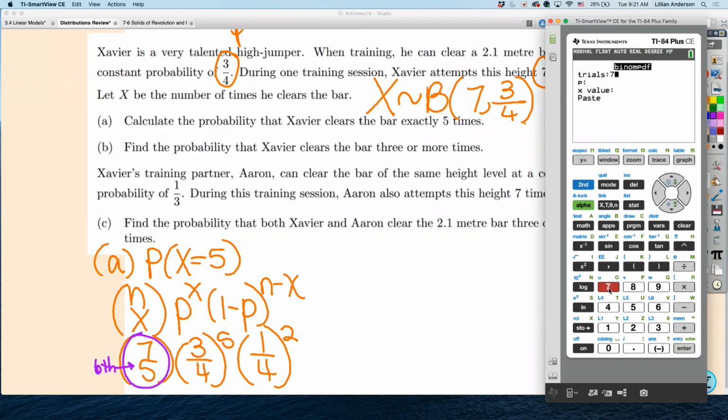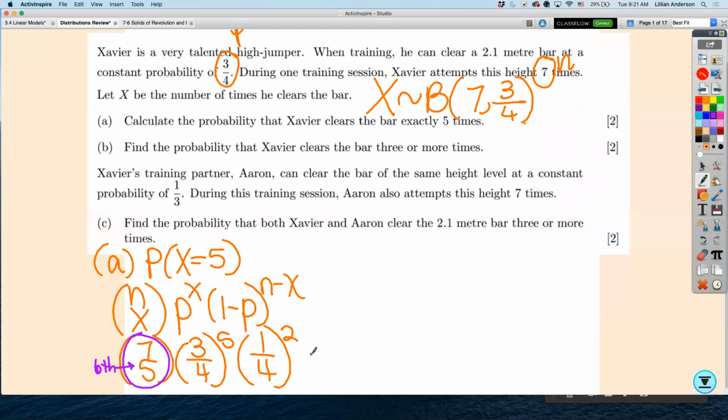Our number of trials is 7. Our probability is 3/4, and our x value is 5. We paste. For those who do not have the option of filling in the list, remember, it's your number of trials, comma, your probability, comma, your x value, and our answer is that. Rounded to 3 significant figures, that's going to be 0.311. And that's exactly what we would get if we were to use the formula as well. Questions on A?